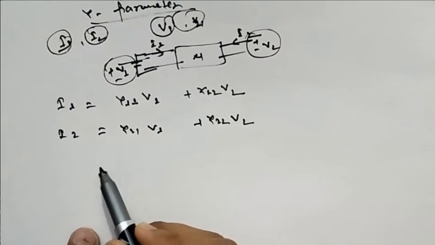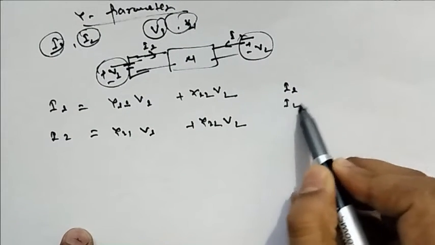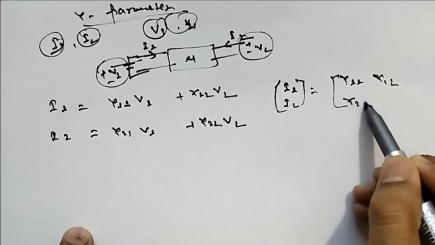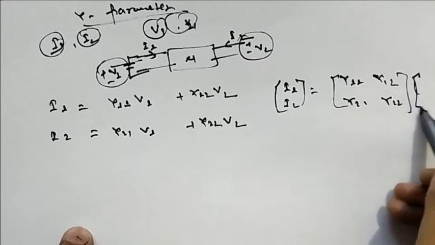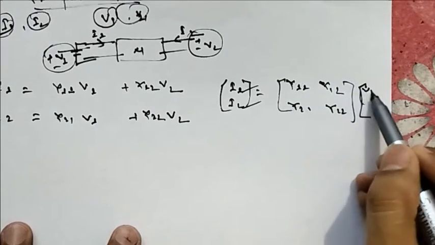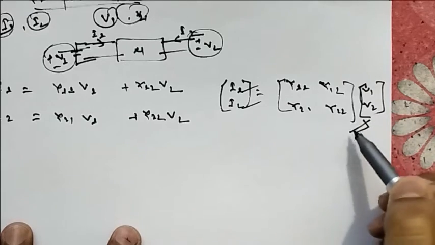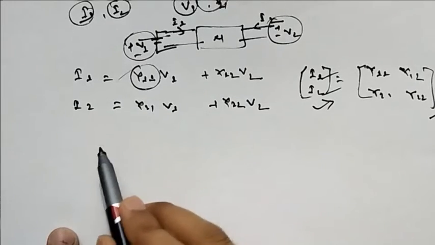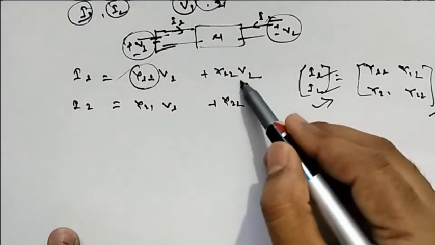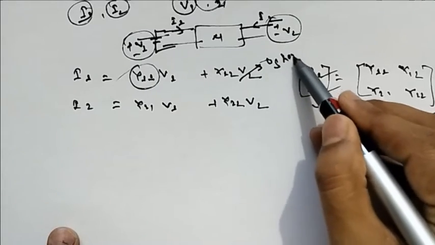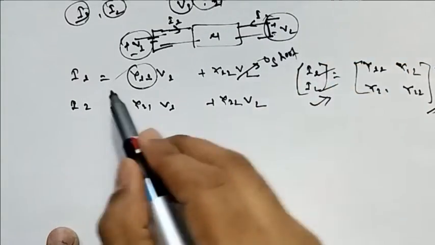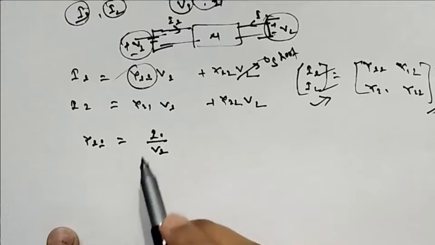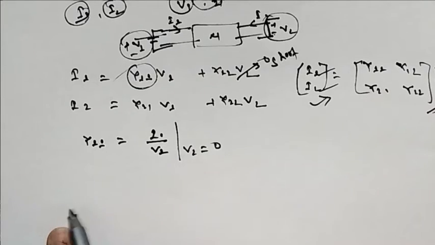Now we got the network: I1 and I2 equal to y11, y12, y21, and y22, with I1 and I2 dependent on V1 and V2. So this is your independent and this is your dependent. Now if you want to calculate y11, you set V2 equal to 0, means you short circuit this voltage. Y11 will be I1 by V1 keeping V2 equal to 0.